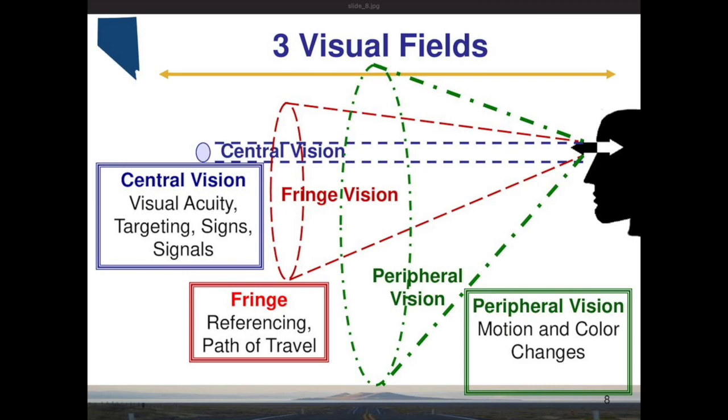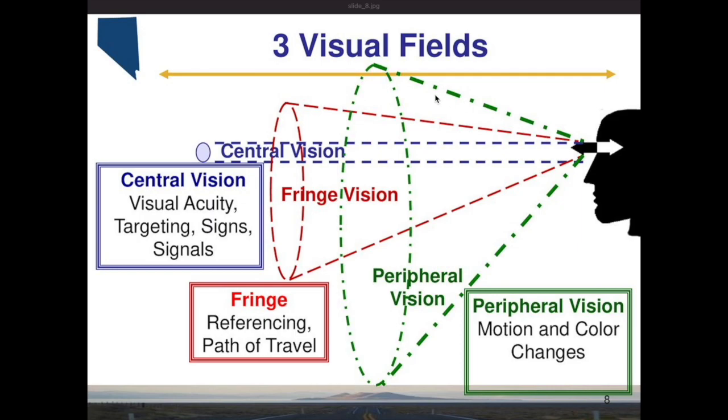Here is another slide, the three visual fields. It gives kind of a three-dimensional idea of how your vision works. Central vision, again, visual acuity, targeting signs and signals. And if you look at your eyes, you're pretty much trying to focus that straight on. And you can see how fringe works off of that, referencing and path of travel. And then finally, peripheral vision, motion, and color changes.